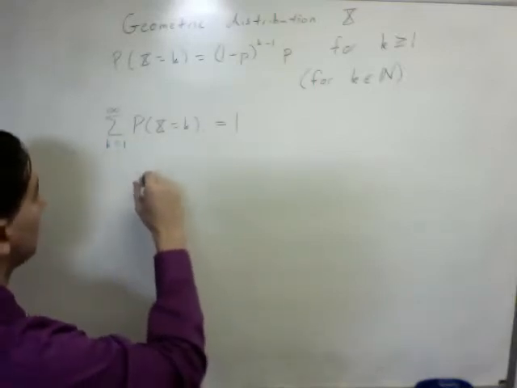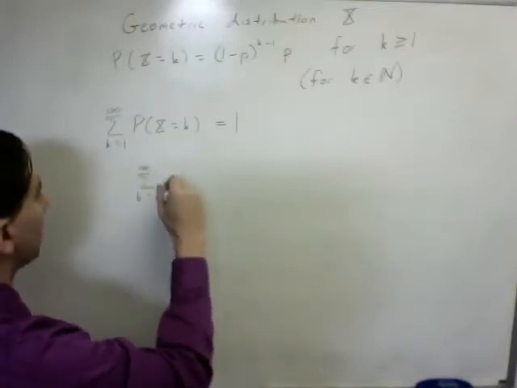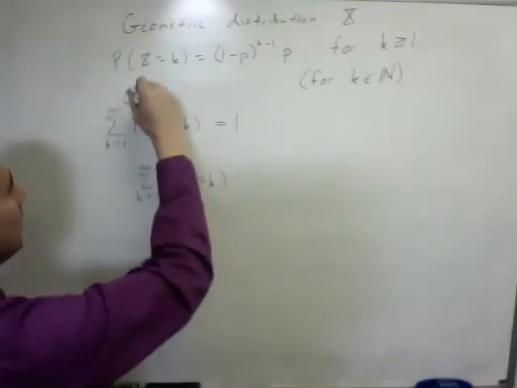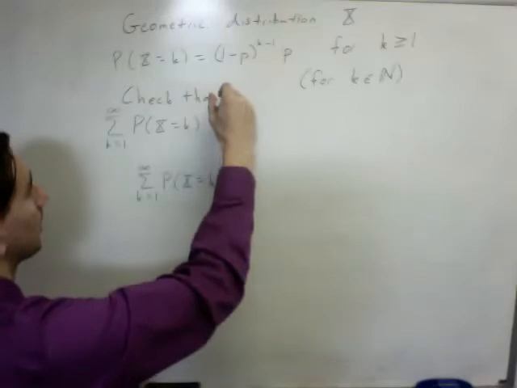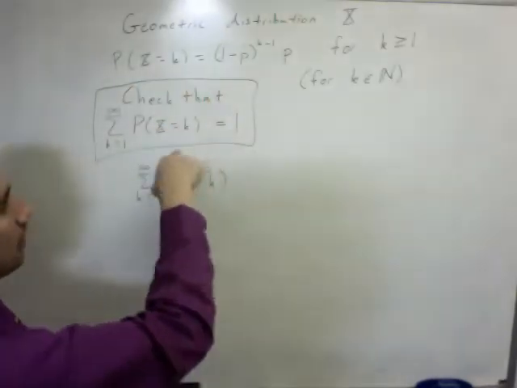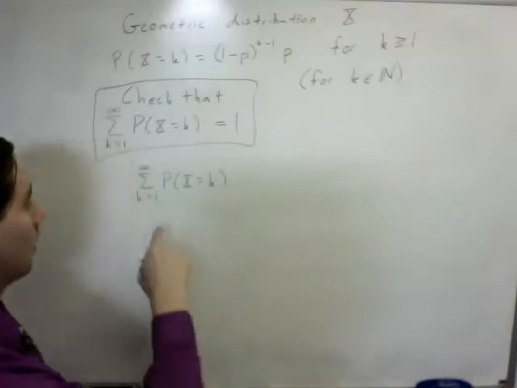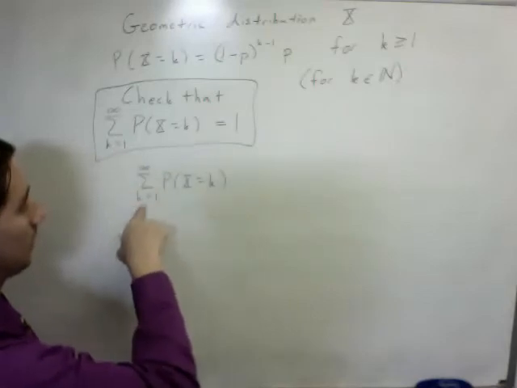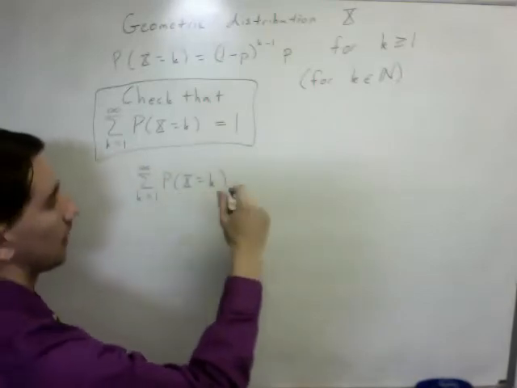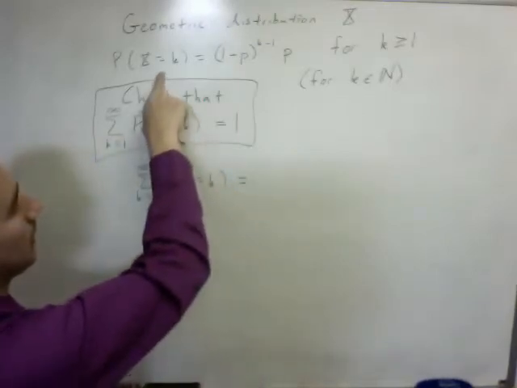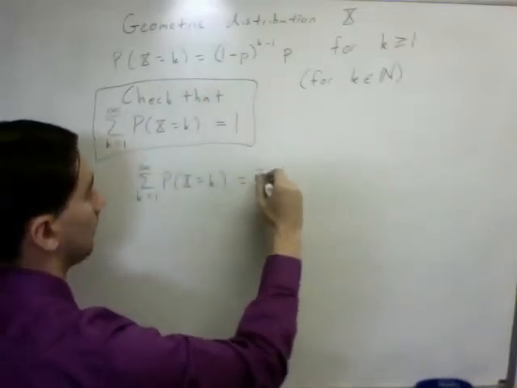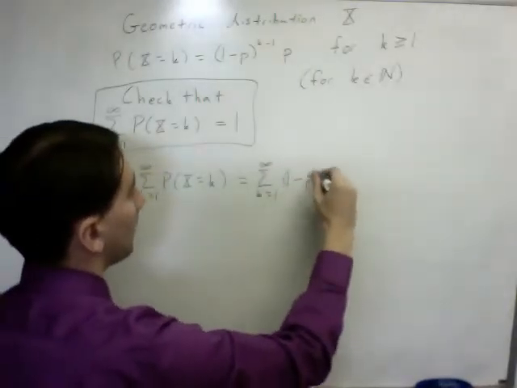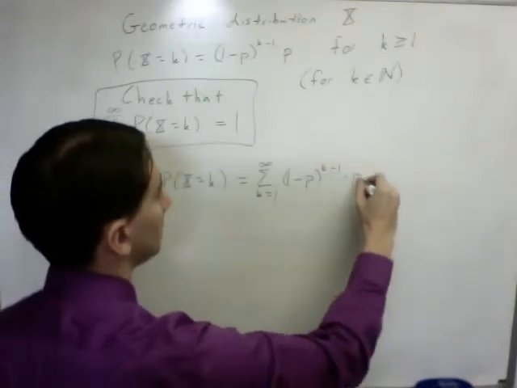So what is the sum from k equals 1 to infinity of the probability that x equals k? Let me go ahead and write down here. This is a check, so I'm not just claiming this. This is something we want to show for ourselves. So let's start here on the left-hand side and derive the right-hand side. Here's the sum k equals 1 to infinity of the probability x equals k. And the probability x equals k is just this by definition. So it's the sum k equals 1 to infinity of 1 minus p to the k minus 1 times p.